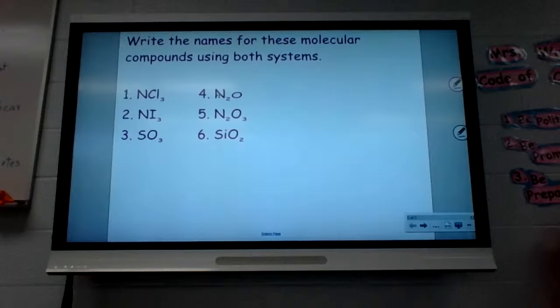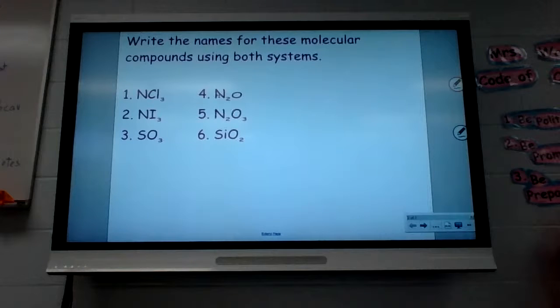Can you see if I did it right? You're going to go over the answers. This one, that's number 4. You put the prefix here. This one always has to have a prefix, so you have to put a prefix there. Oh, monoxide. Yes, monoxide.